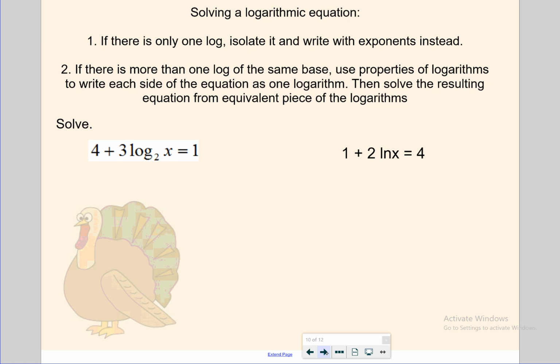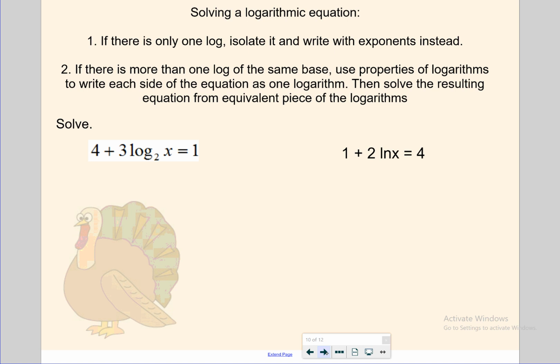All right, so there are two possibilities when you are solving a logarithmic equation. The first possibility is that you have one log in your problem. If you have one log in your problem, you're going to get the log alone, and then we're going to write with exponents. Remember, WWE, okay? Write with exponents, then once we write with exponents, we'll be able to solve. We actually did little mini problems like that in section 4 too.